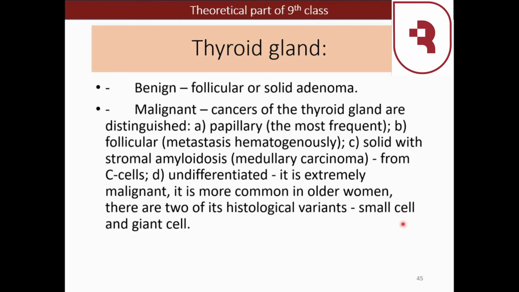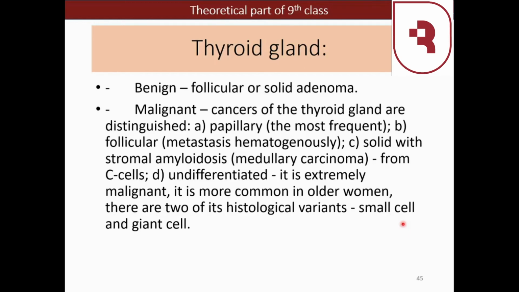In the thyroid glands, we also may see benign and malignant tumor. Benign is follicular or solid adenoma. The malignant one is cancer of the thyroid gland. And according to morphology, the cancer of thyroid gland could be papillary, so it's one of the most frequent types of this tumor.